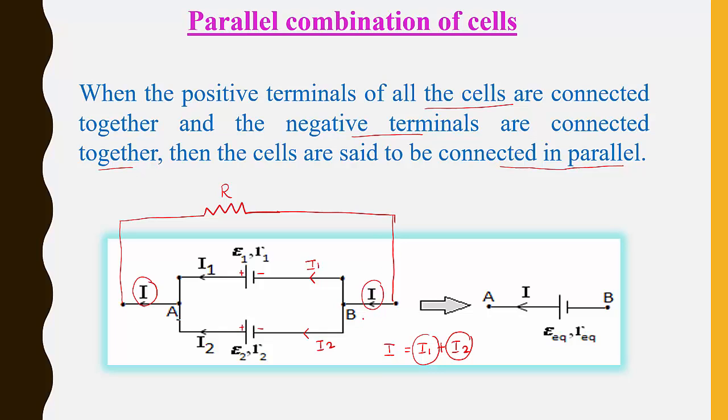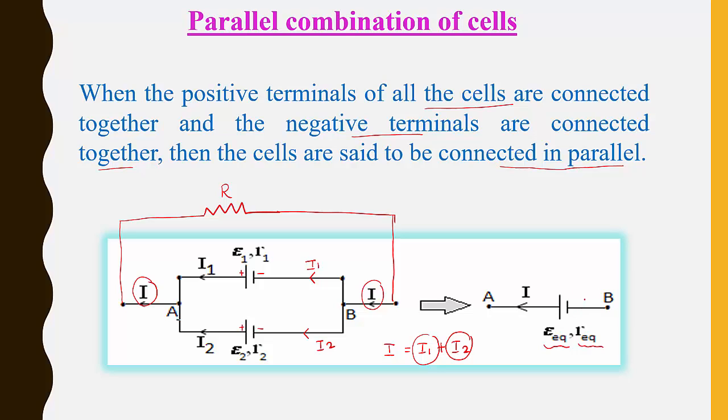Now these two cells are connected in parallel. Suppose instead of two cells connected in parallel, we consider an equivalent cell, having the value of E1 and E2 together. Suppose we consider the equivalent cell with EMF E_eq and internal resistance, let us take it as R_eq. This is the equivalent cell. Is it clear?